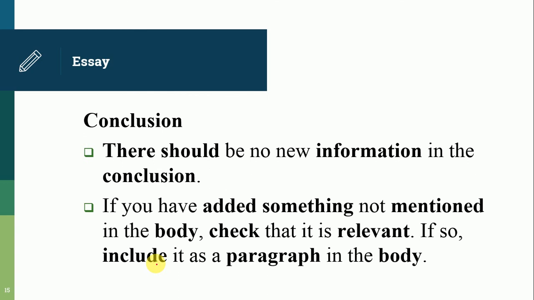So there should be no new information in the conclusion. In conclusion, we just give a summary of whatever has been discussed above in the introductory paragraph or supporting paragraphs. Therefore, new information should not be placed here. If you have added something not mentioned in the body, check that it's relevant. If so, include it as a paragraph in the body. While you are writing the conclusion, if something suddenly comes to your mind and it is completely new and not relevant to the information in the paragraphs above, you have to put that information in one of the developmental paragraphs in the body of the essay, but not in the conclusion. It's not allowed here.